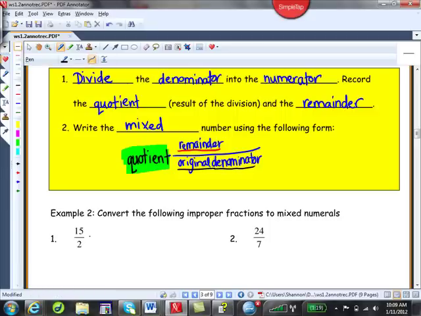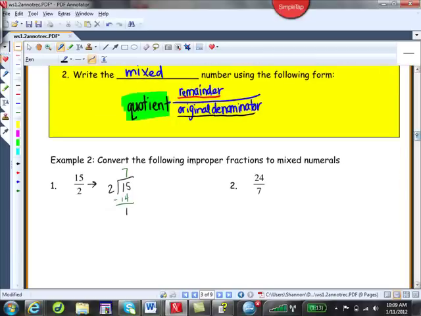So this one is going to be 15 divided by 2. So 15 divided by 2, there are 7 2's in 15, and we get a remainder of 1. So that means that 15 halves equals the quotient 7 and 1 over 2, or 7 1/2.